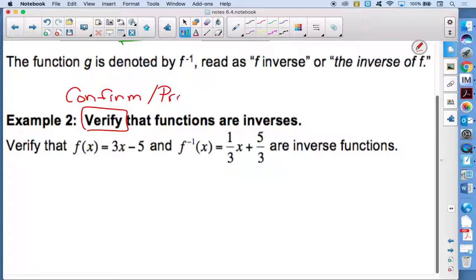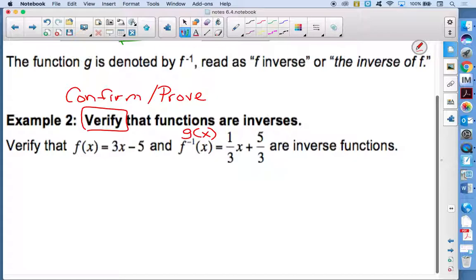Prove, which you guys don't like that word, prove. So in a way we're going to do a little algebraic proof to verify, confirm that two equations are inverses of each other. So we have f of x equals 3x minus 5. So that's our f of x part. And then it says this is the inverse, and we want to confirm or verify that it is. And it's 1/3 x plus 5/3. So we're going to think of this as our g of x equation right now. That's going to be our g of x.